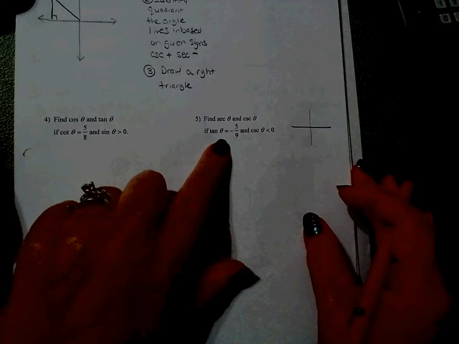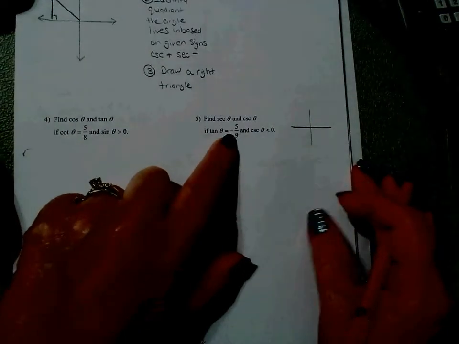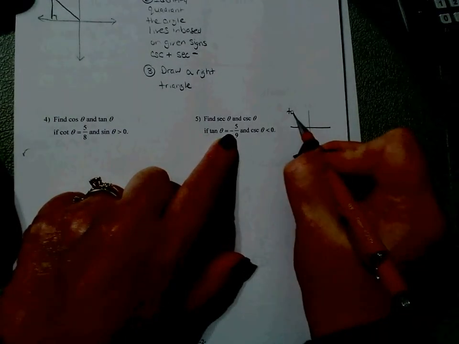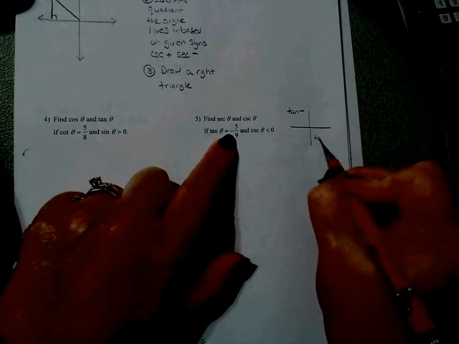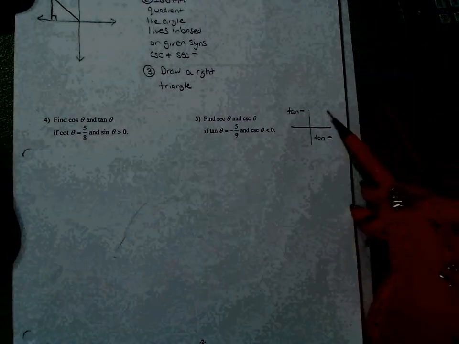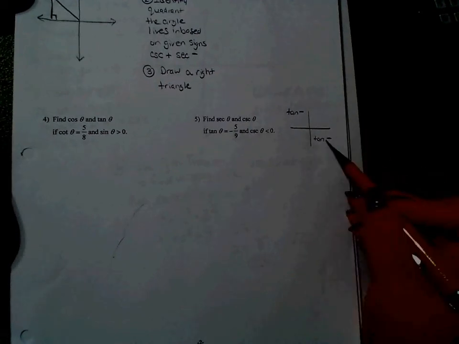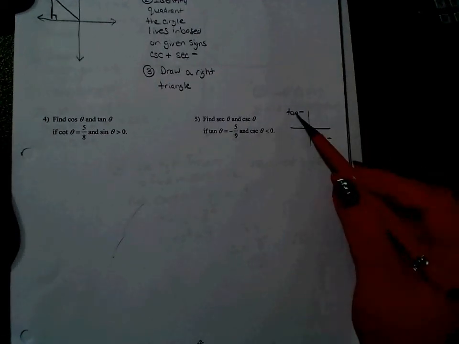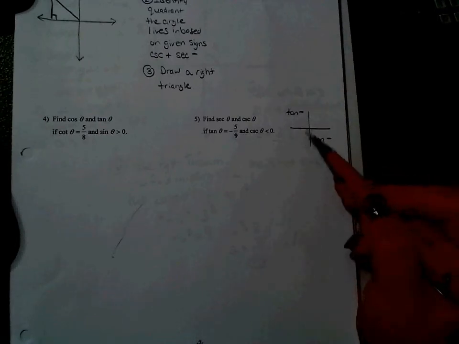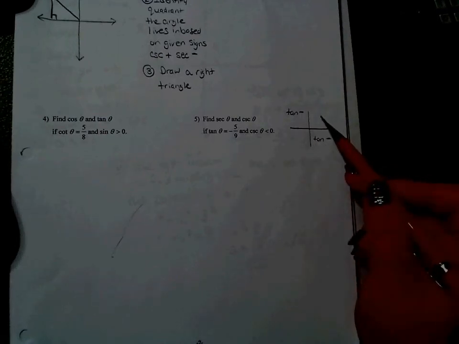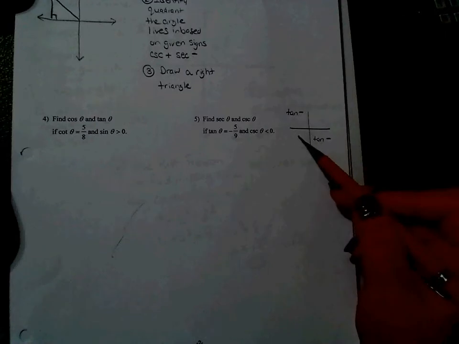Tangent is negative. So tangent is negative in this quadrant, and tangent is negative in this quadrant because it's all, cosine, tangent, sine for the positive ones. It spells ACTS. All, cosine, tangent, sine. So tangent's positive here, so tangent's negative in the other ones.